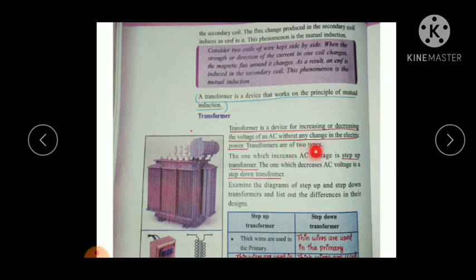Transformers are of two types, which are the step up transformer and step down transformer. The one which increases AC voltage is the step up transformer. The step up transformer increases the alternating current voltage, while the step down transformer decreases the voltage. The one which increases AC voltage is called a step up transformer, and the one which decreases the AC voltage is a step down transformer.